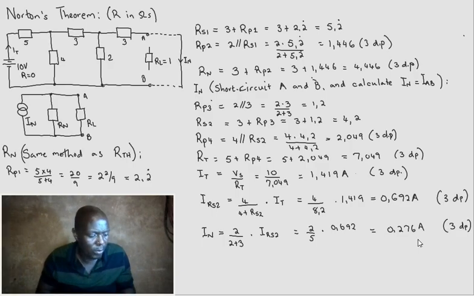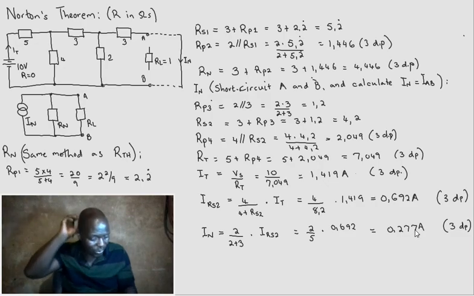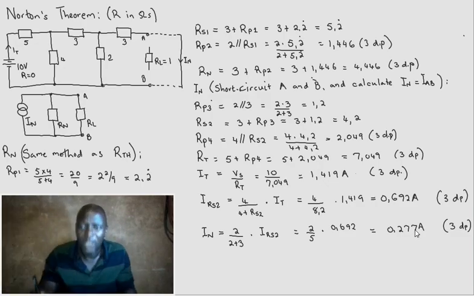It's 0.277. Why did I say 76? It's 0.2768. So this is actually 277. I'm sure people were screaming with me there. 277, because rounding off, the next one was an 8, so I should change the 6 to a 7.